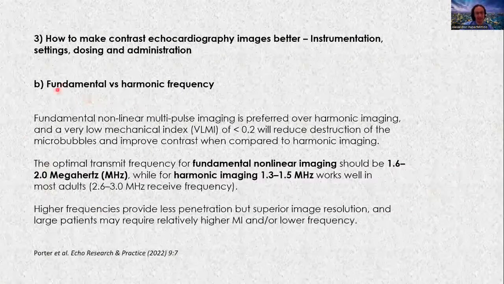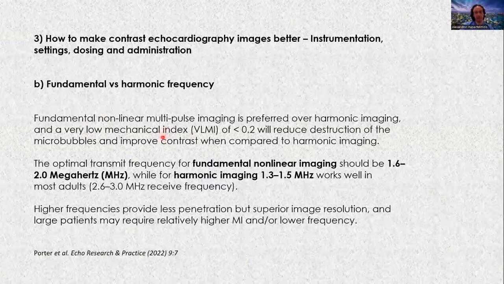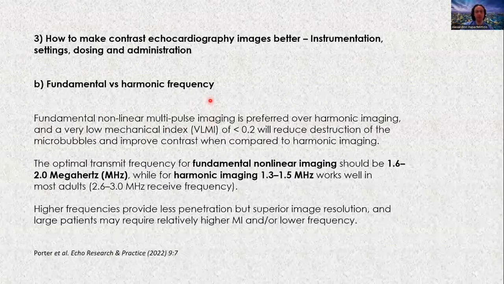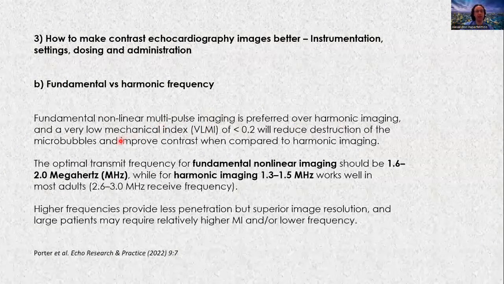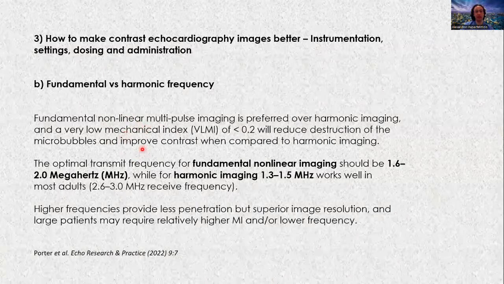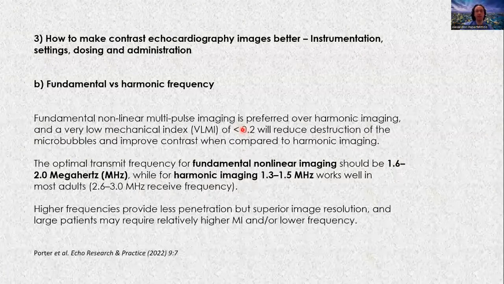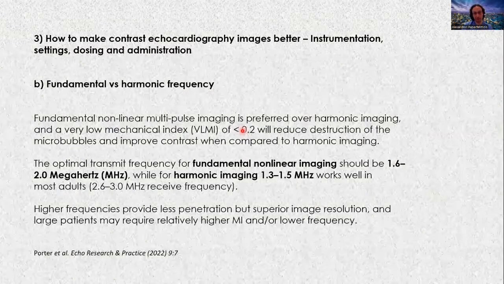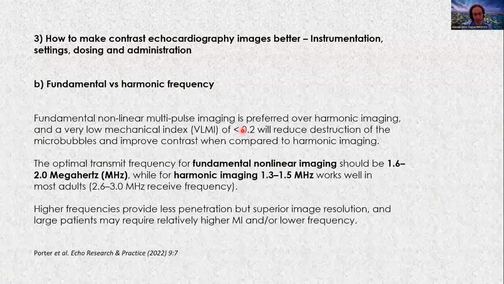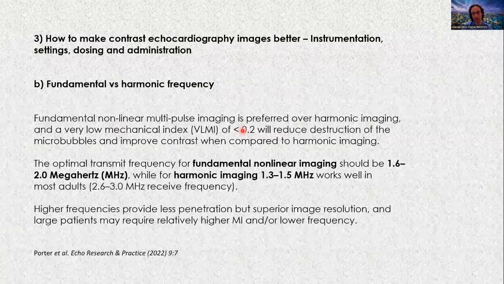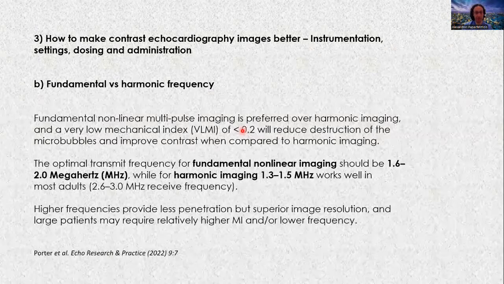Ideally, fundamental nonlinear multipulse imaging should be used over harmonic imaging, and should be at a very low mechanical index, which means, as I said before, below 0.2. This is going to reduce the destruction of microbubbles. At high mechanical index, the microbubbles are destroyed, and you don't have good opacification of the LV.